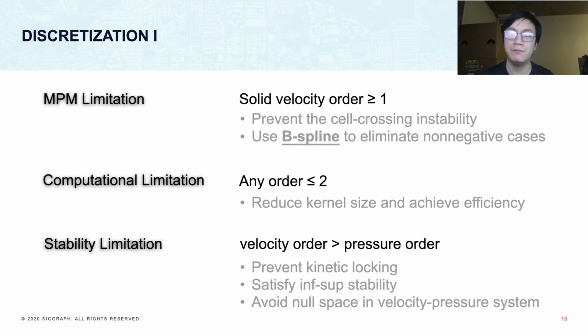In traditional velocity-pressure mixed finite elements, it is well known that for incompressible materials, velocity usually should be discretized with higher order polynomials than the pressure to satisfy inf-sup stability and to prevent kinematic locking.